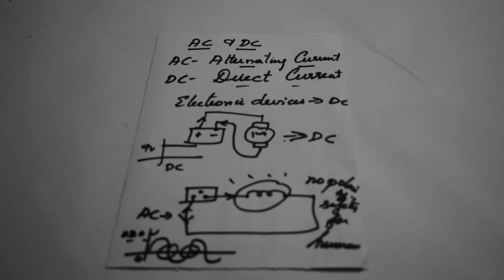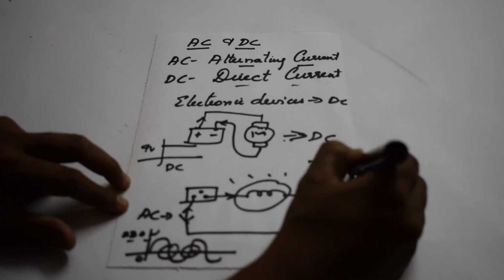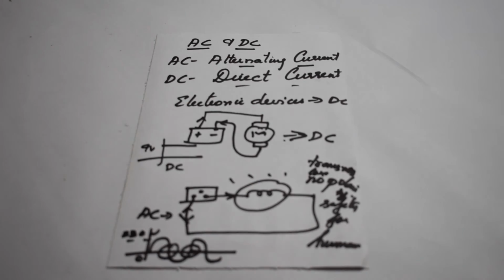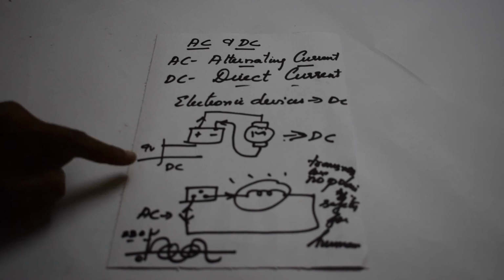And we have one more thing: transmission losses are very low in ACs. Power is generated somewhere about 100 to 200 kilometers away from our residence, and that has to travel from that place to over here. So that has a considerable amount of losses. That loss is very low in AC compared with DC.